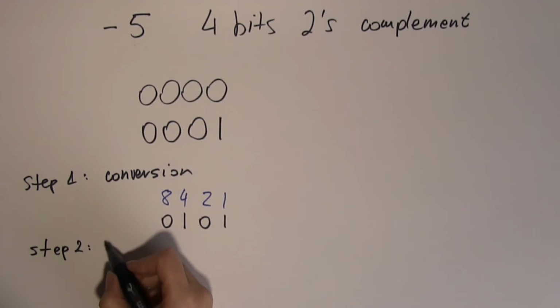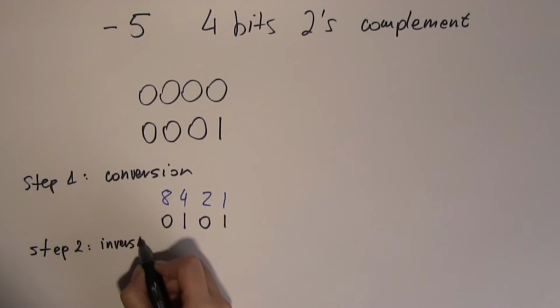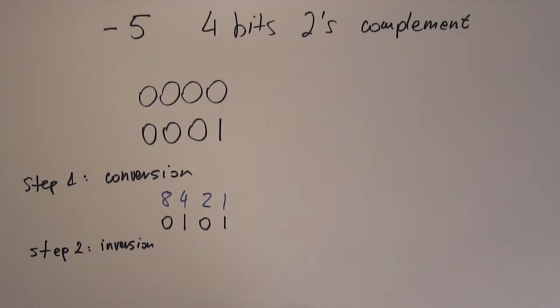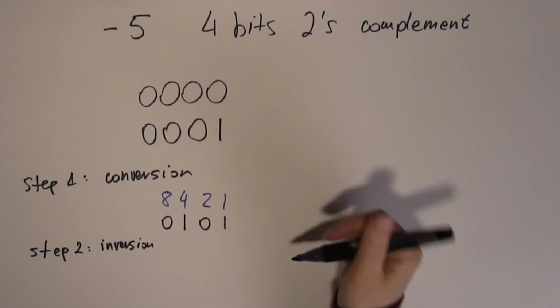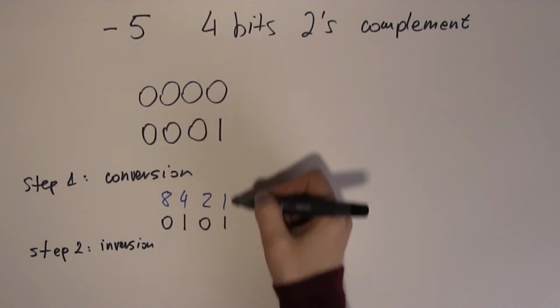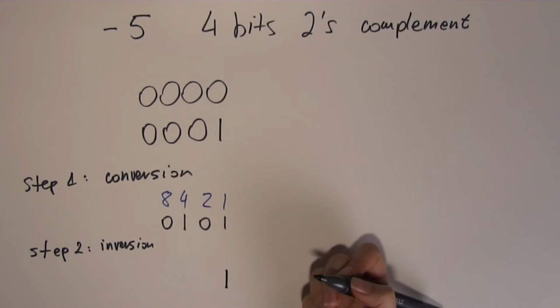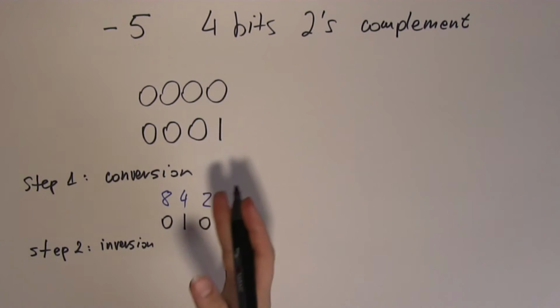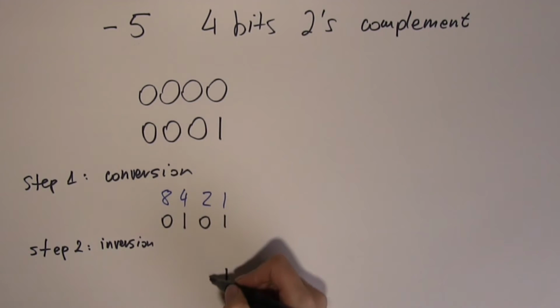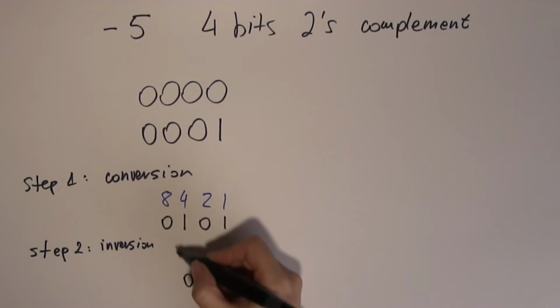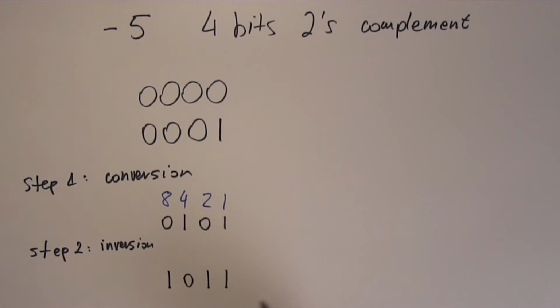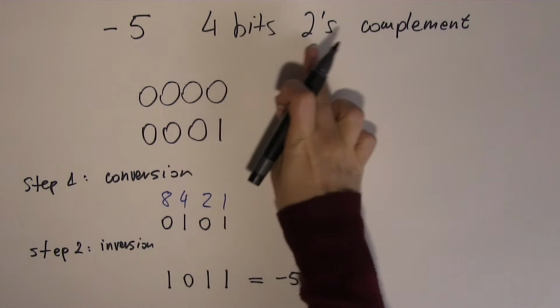Then step 2 was the inversion. Now this inversion was a little bit complicated. What I said is copy the number until you copied a 1. So we start to copy the number from the right side, which is the smallest place value. But look what happened. The first digit I copied is a 1. So I've already copied a 1. So what I need to do then is invert everything else. So I copied the 1, the 0's inverse is 1, the 1's inverse is 0, and the 0's inverse is 1. So -5 in decimal looks like 1011 in 4 bits 2's complement notation.